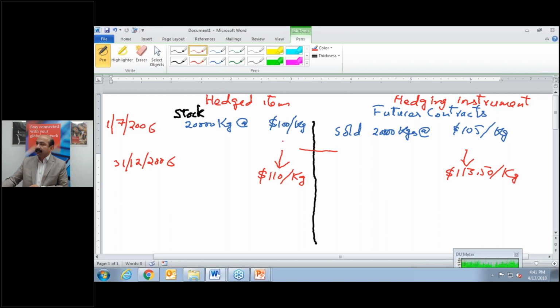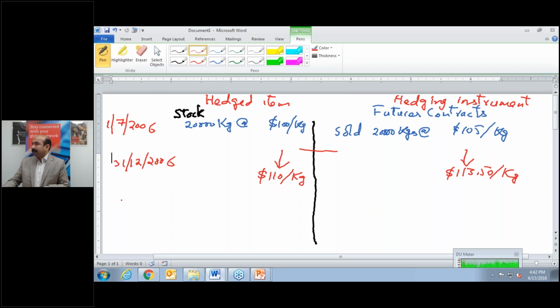Here we can see that there is a gain, but here we can see that there is a loss, because we sold at the rate of 105, but on 31st December 2006 you can sell 20,000 kg at the rate of 113.5. So this means we made a loss by selling at a low rate. We will not be closing; we shall only be making entries for accounting purposes. And of course, there will be a margin call from the broker if your initial deposit is not enough in the futures market.